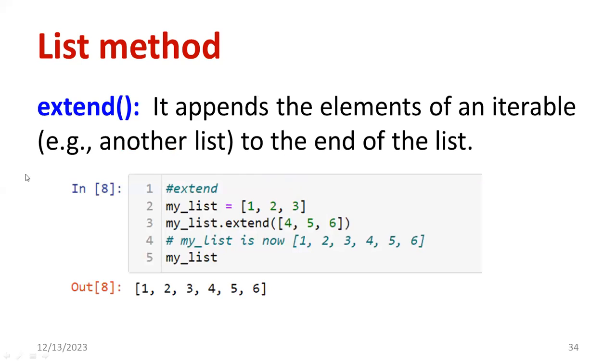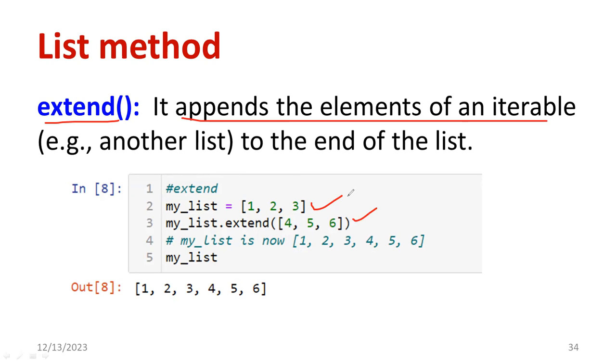Now there is another method that is generally called extend. It is similar to append. It appends the elements of an iterable. That means it is possible to merge another list. Suppose the original list is 1, 2, 3. There are 3 items available, but I want to add one more list. I did not give it any name; I have just mentioned the items: 4, 5, 6.